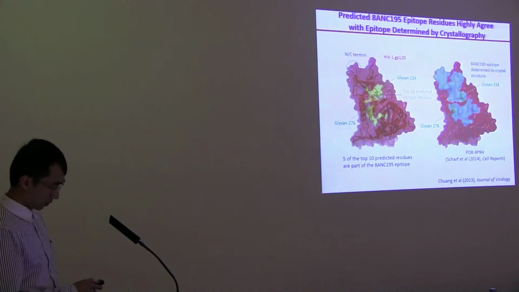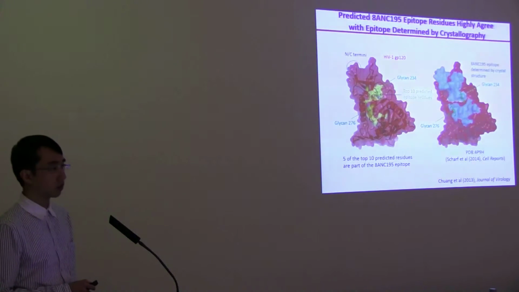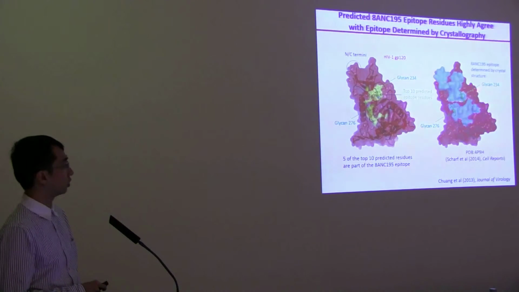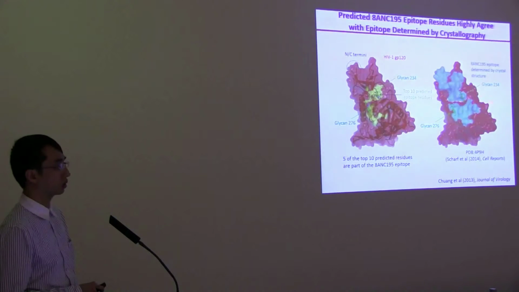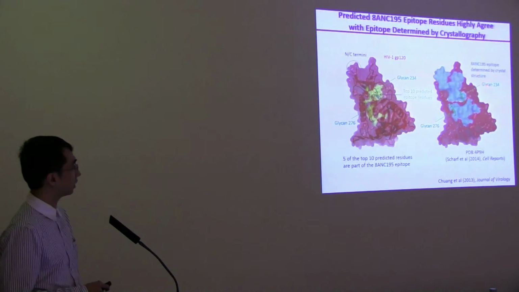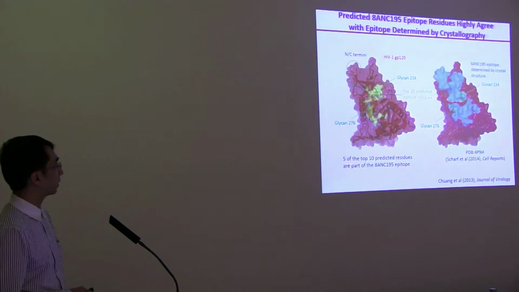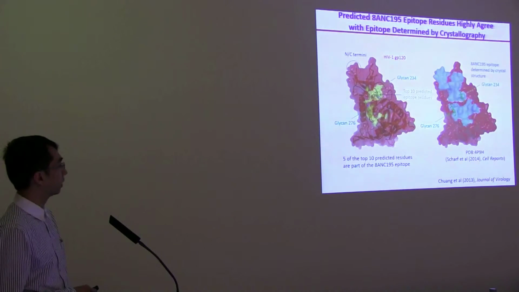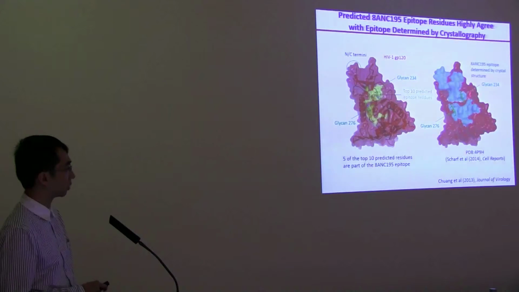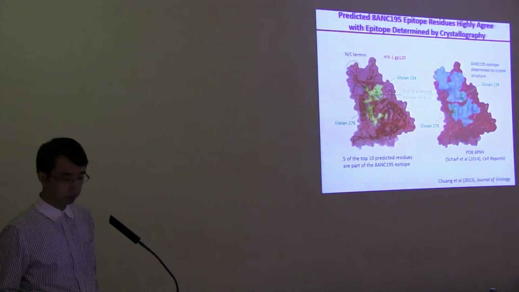Our prediction was further validated with the recent publication of the ANC195 GP120 complex structure. As you can see on the right, this is the newly published actual crystal structure. You can see that the epitope indeed includes glycan 234 and 276. And 5 of our top 10 predicted residues are part of the true epitope of ANC195 determined by the crystal structure. So this is a pretty good prediction accuracy.